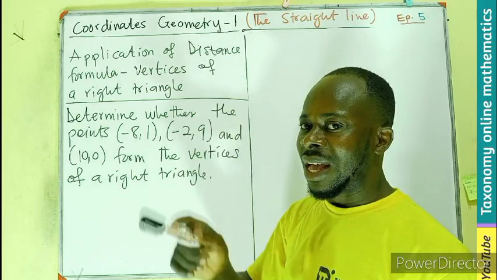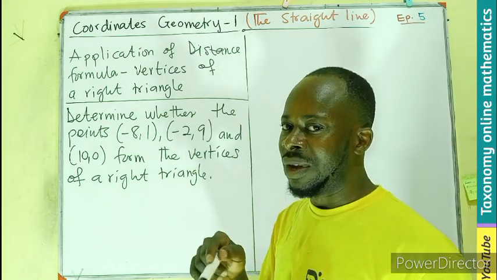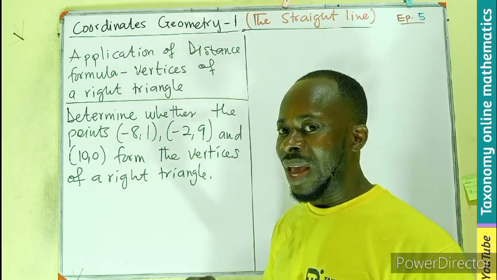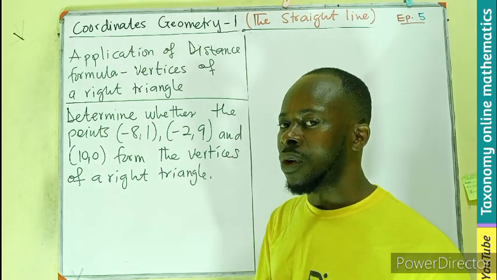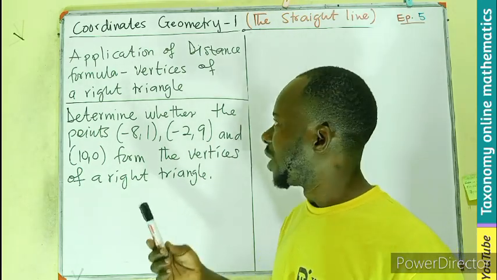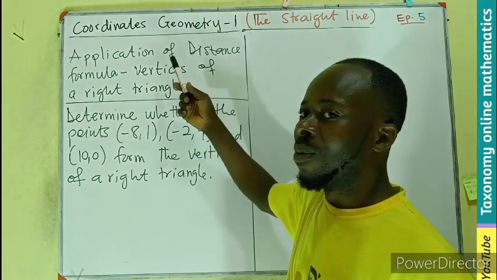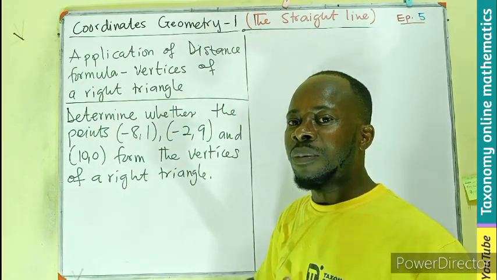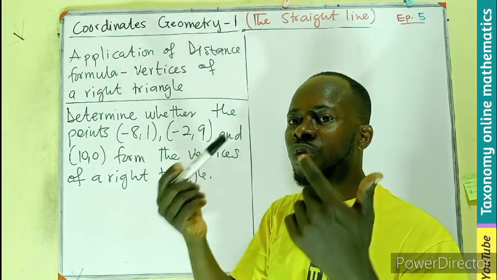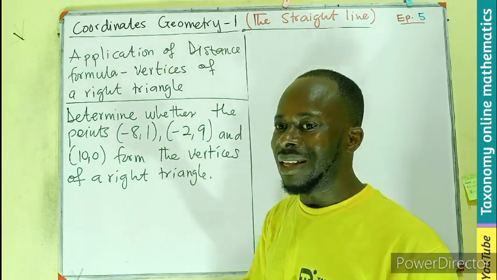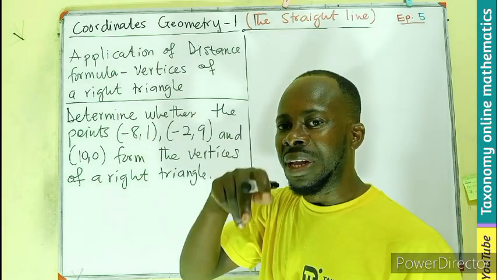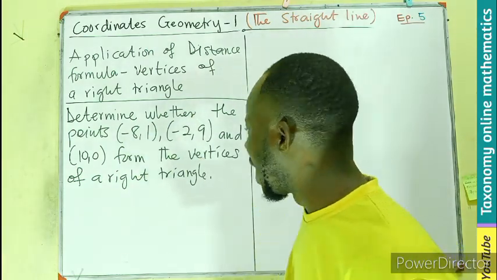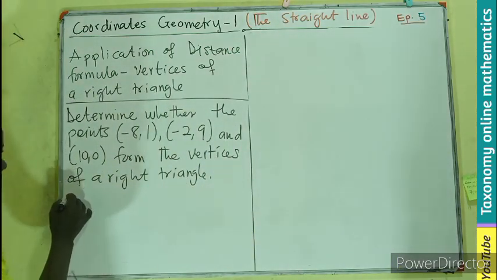We know a right angle triangle will have a 90 degrees, hypotenuse, opposite, adjacent, where we apply the concept of Pythagoras theorem. So if we use the concept of the distance formula, finding the length of all the lines, if they form a Pythagoras triplet, then we can say that these points are actually the vertices of that right angle triangle. So let's see how we can do that.